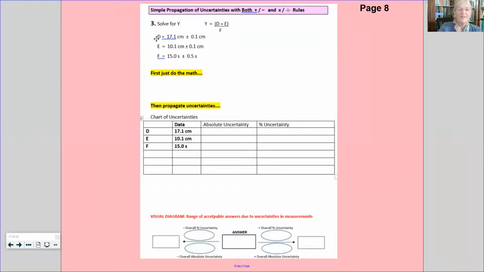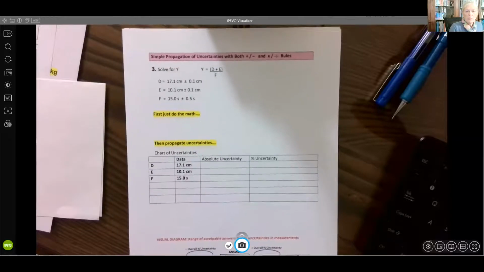The data is to find D, E, and F with their uncertainties that you would have determined yourself in the lab. But the math that I want to do with this data is D plus E divided by F. Do you see that? Manipulation requires both the addition rule for propagating uncertainty and the dividing rule for propagating uncertainty. I am going to show you how to set up this page by slowly going over the answers. So I'm going to share my screen with my document visualizer. Here I have it.